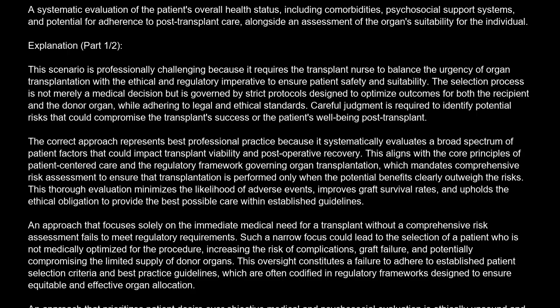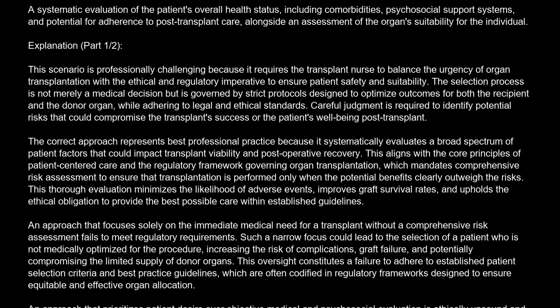Explanation: this scenario is professionally challenging because it requires the transplant nurse to balance the urgency of organ transplantation with the ethical and regulatory imperative to ensure patient safety and suitability. The selection process is not merely a medical decision, but is governed by strict protocols designed to optimize outcomes for both the recipient and the donor organ, while adhering to legal and ethical standards. Careful judgment is required to identify potential risks that could compromise the transplant's success or the patient's well-being post-transplant.